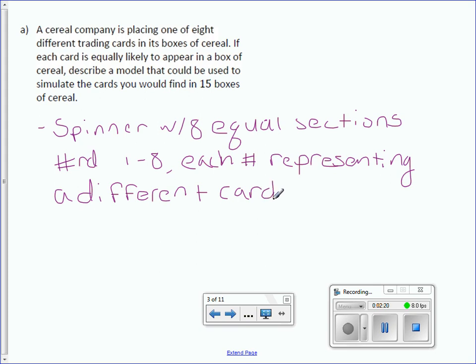And because we want to find 15 boxes of cereal, we want to open those 15 boxes, we would spin the spinner. So spin the spinner 15 times. And then we could look at our outcomes from there. So this lesson is all about creating simulations.